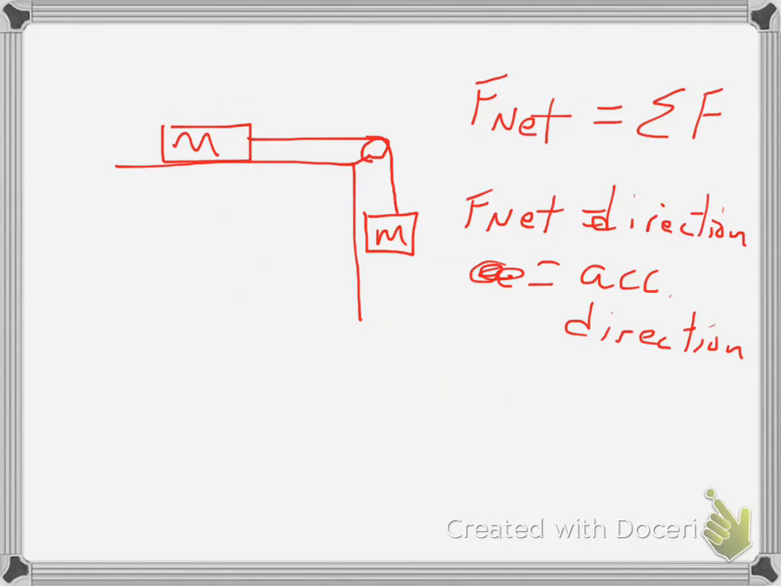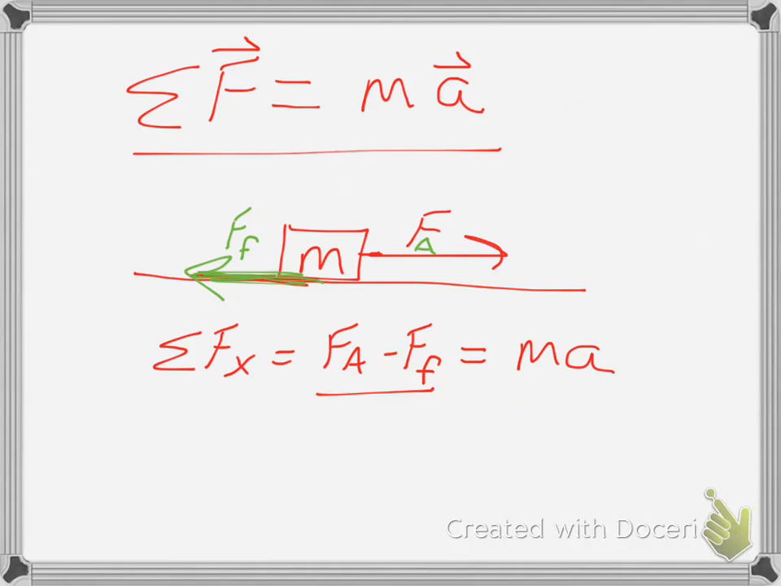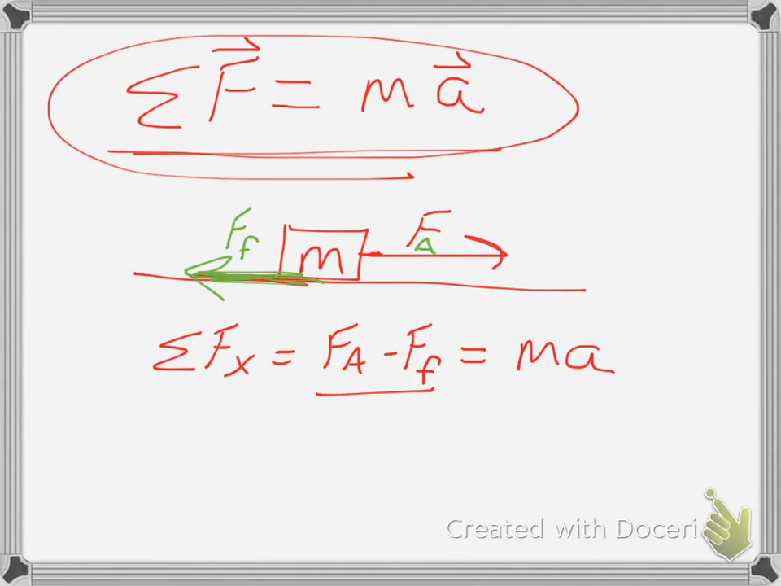So if F net was to the left, then the object is accelerating to the left. You get the idea. And that'll come into play more especially when we talk about circular motion. So going back, there's Newton's second law.